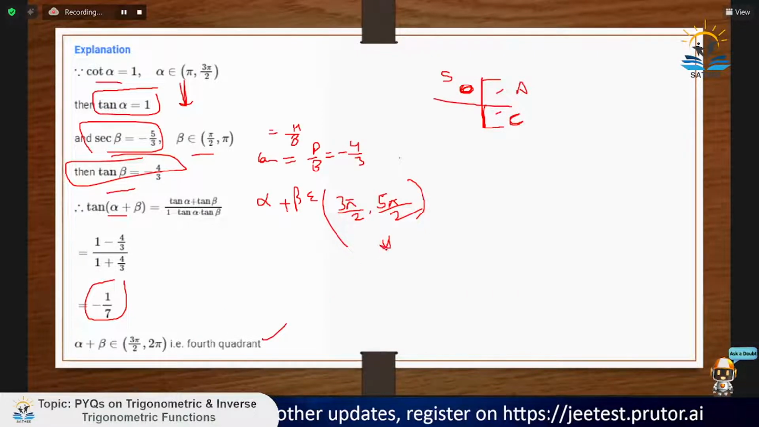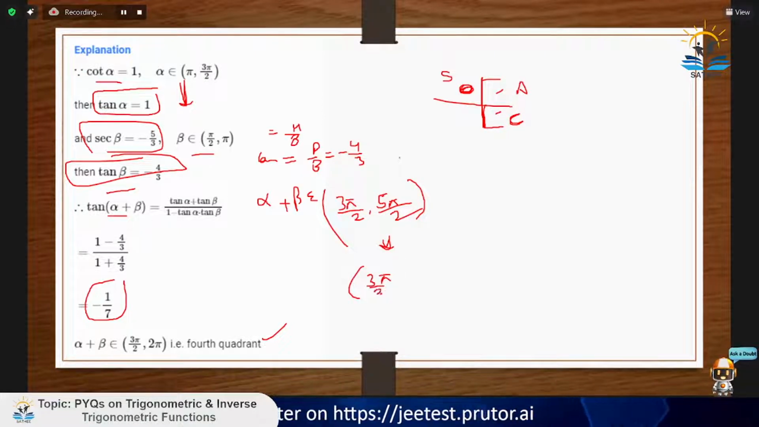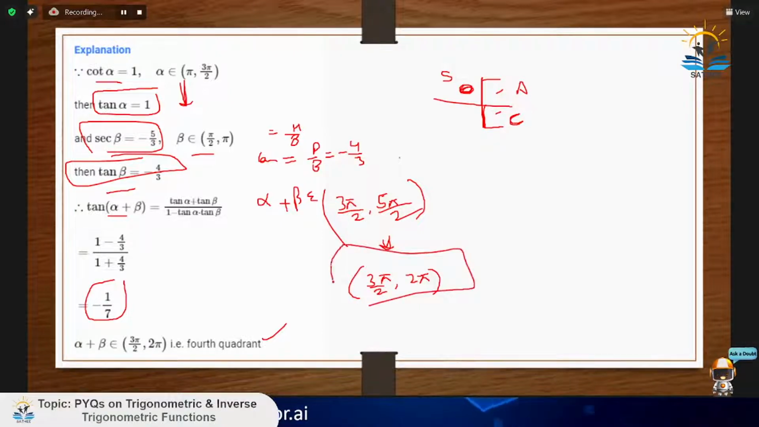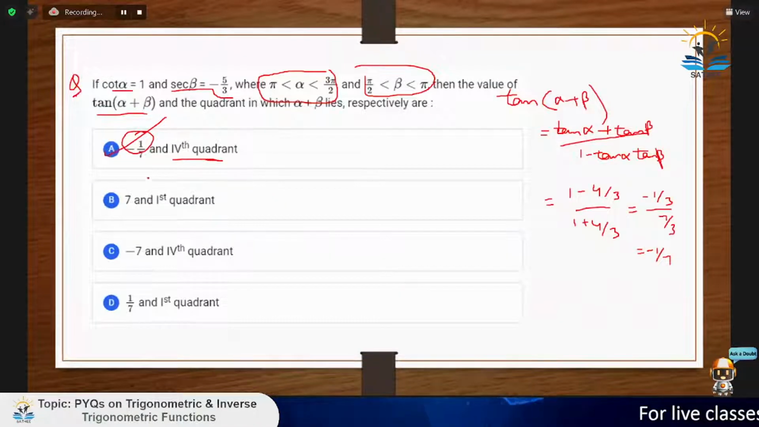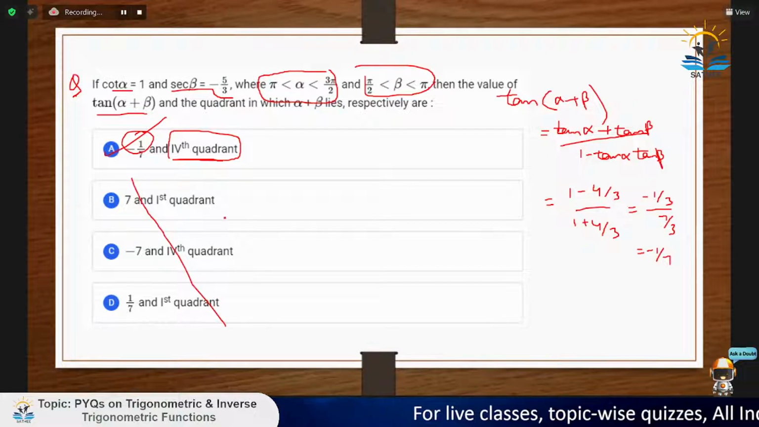So this interval boils down to 3 pi/2 to 2 pi. Okay, so my interval boils down to this expression from 3 pi/2 to 2 pi. So this is the range of my alpha plus beta. So my right option is A part. Even if I don't know this thing, then also I can take first part only, because -1/7 is given in this option only. So these all three are incorrect.